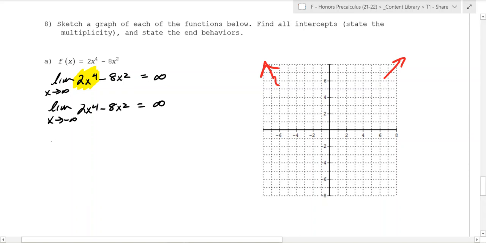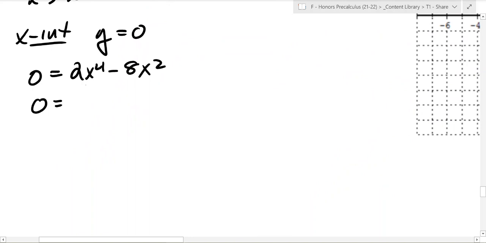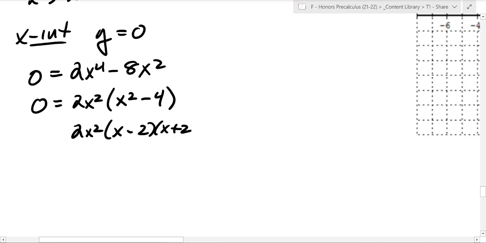Let's do the intercepts. What about the x-intercepts on this? Well, that's when y is 0. So that's 0 equals 2x to the fourth minus 8x squared. It's actually not that bad. You can factor this. So what do you factor out? I'm going to factor out a 2x squared, and you end up with x squared minus 4. So that's 2x squared times x minus 2 times x plus 2.